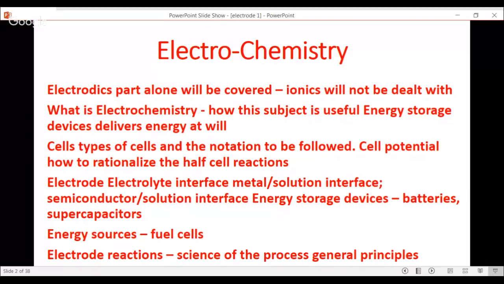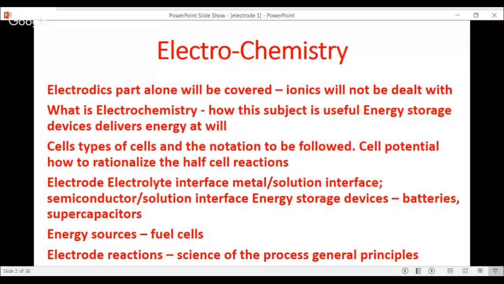But as we all want to know about the semiconductor solution interface, in our photoelectrochemistry, it is really the semiconductor electrolyte solution interface. So we have to make a small change, or not a small change, it is a major change as compared to the metal solution interface. We will see that. The electrochemical cells are also energy storage devices.